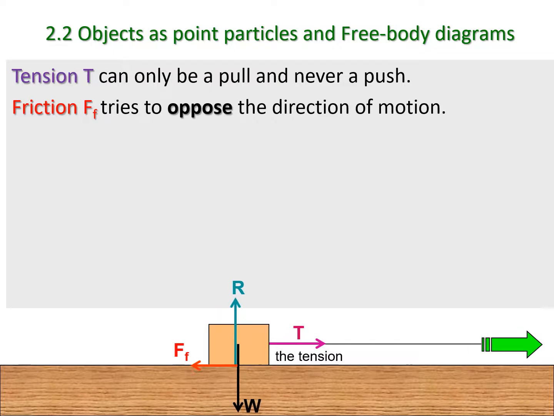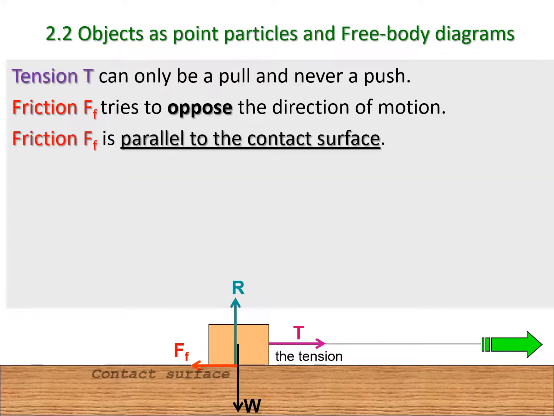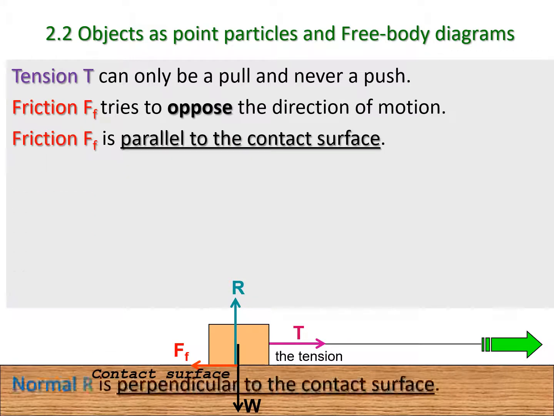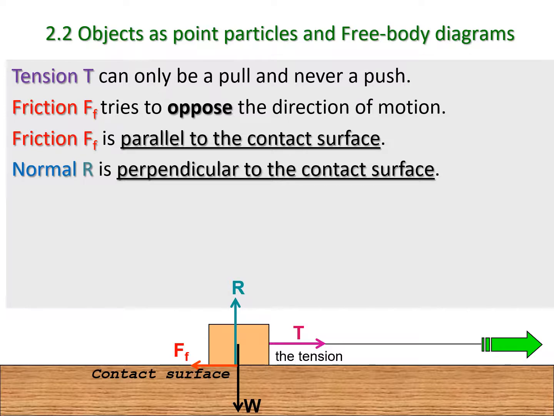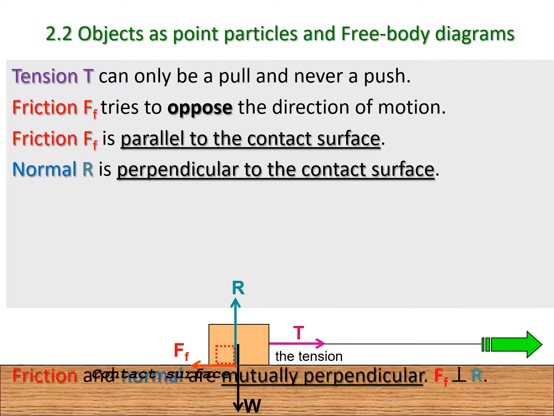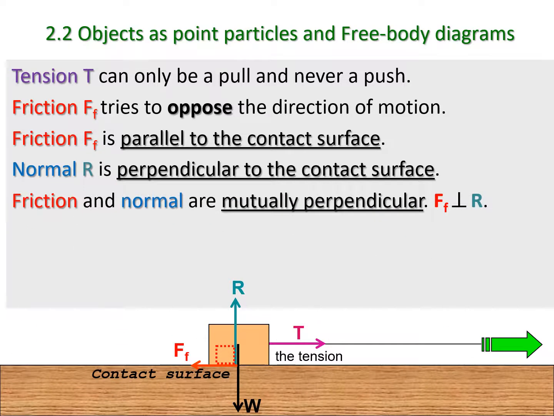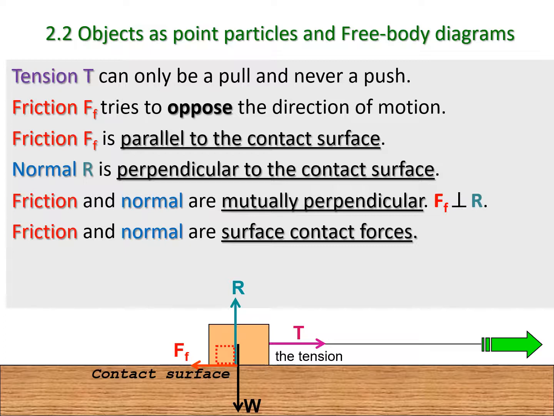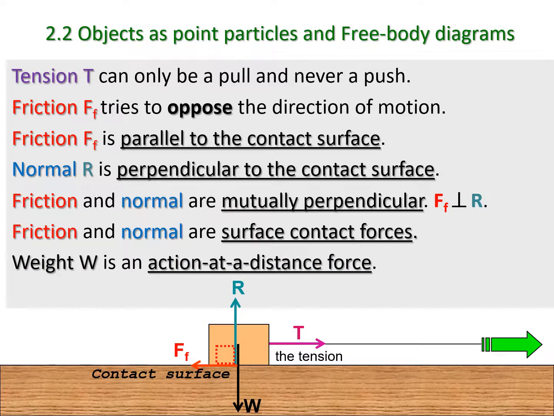So F sub f, the force of friction, is exerted between the object and the surface on which the object rests. The force of friction is always parallel to the contact surface. The normal force is always perpendicular, at a 90-degree angle, to the contact surface. Friction and the normal force are mutually perpendicular, which means they are always perpendicular to each other.